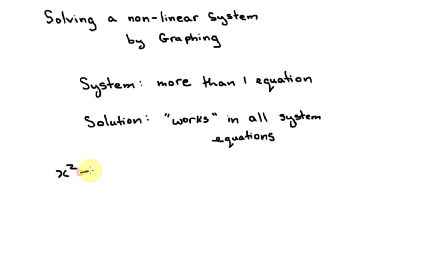x squared minus y equals negative 4. And let's say the other equation was 5x plus 2y equals 15. Now, it turns out, and I've worked this out ahead of time, that (1, 5) is a solution to this system of equations. And what that really means is if we replace the x's here with a 1 and we replace the y's with the 5, in both equations we get the left side equaling the right side.